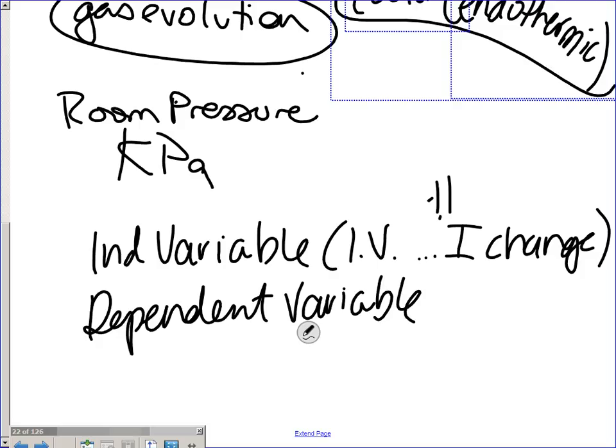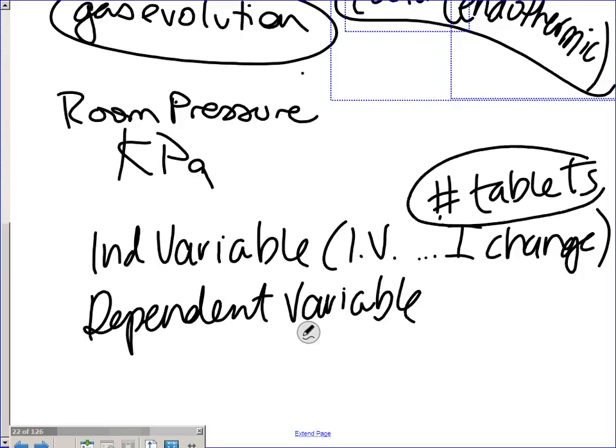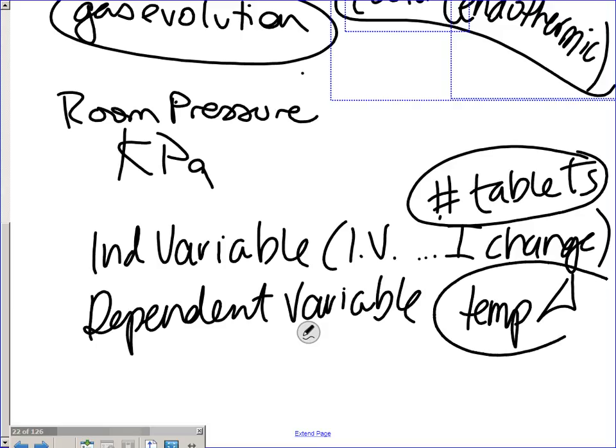So the number of tablets controlled what, Christian? The number of tablets controlled what other variable? The final temperature. Right, the final temperature. So you could say the final temperature, or you could say the temperature change, meaning how much it changed. An easy way to write change is delta. Did anybody know that? Delta means change. Fun fact, easy way to write change.